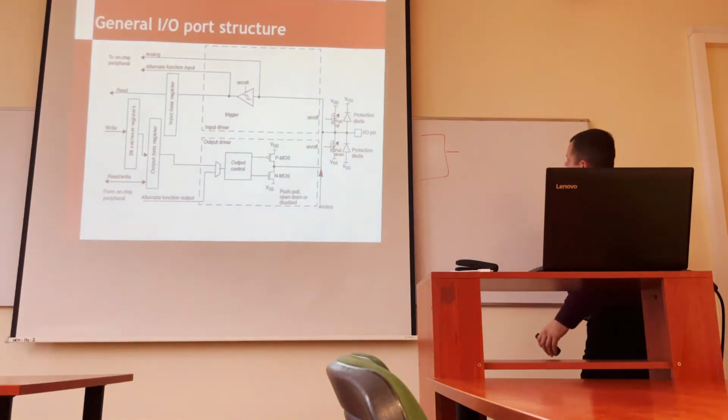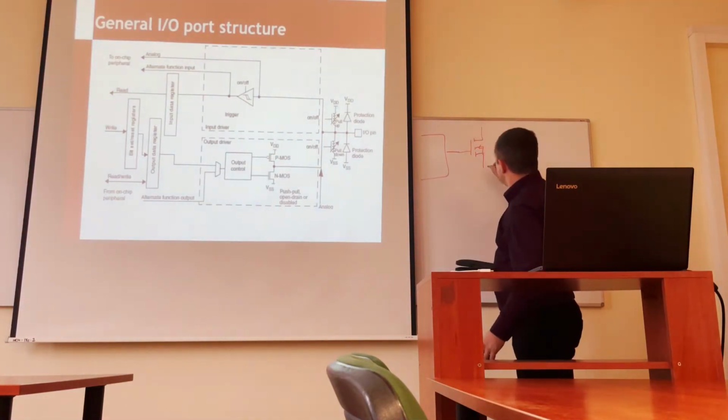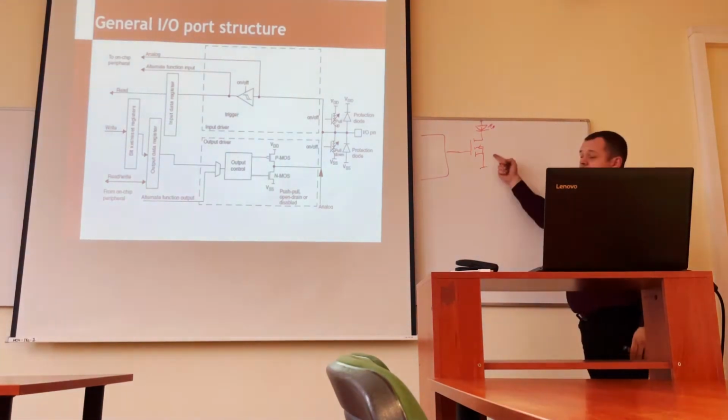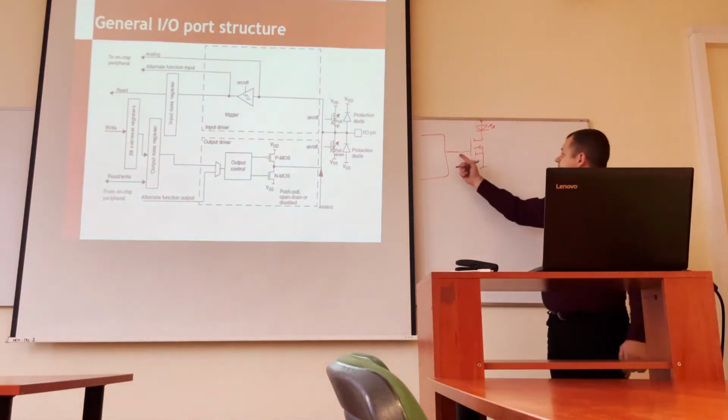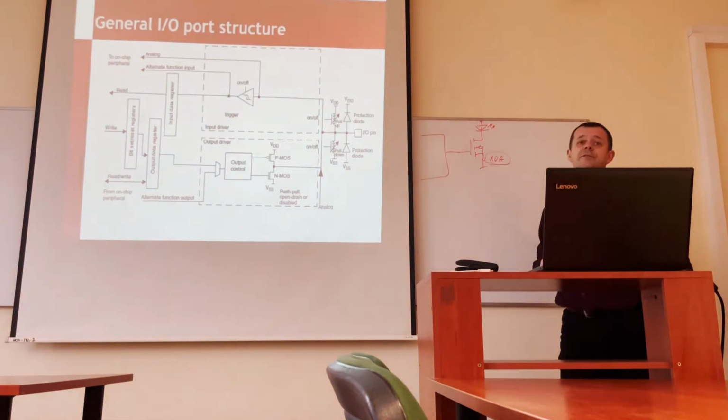If you want to have more current, it's a very good idea to use a simple MOSFET. Then you can drive an LED that needs amps of current, for example an LED lamp or some motor or something like this. This 10 milliamps is really sufficient to drive even 10 amps, I would say. Even more.